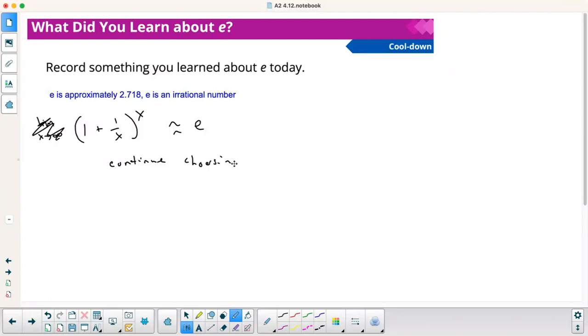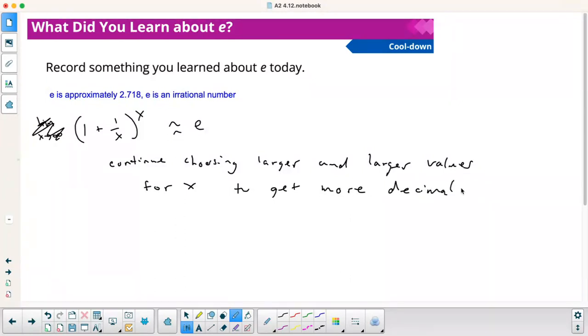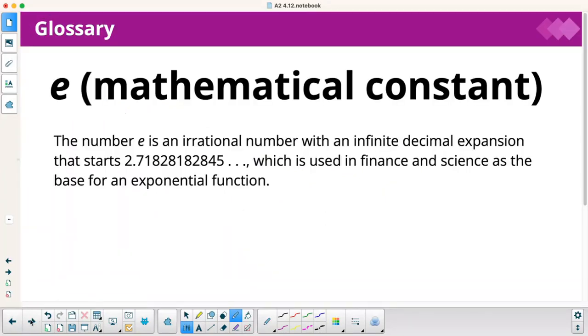And I would just put a note here, continue choosing larger and larger values for x to get more decimals of E. Okay, now I think my original formula maybe used n instead of x, but as long as those match up, then we're good. All right. If you need a definition of E, you can pause the video, write this down. There it is. And I think that's it.